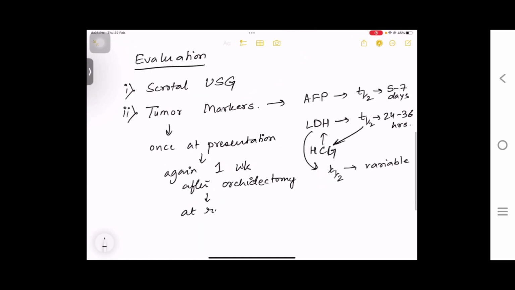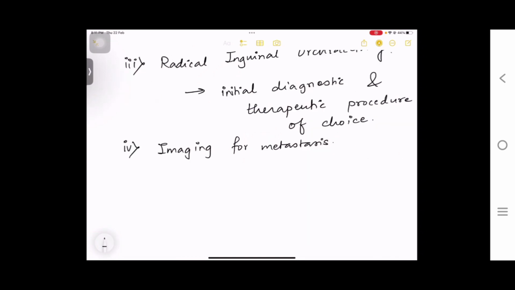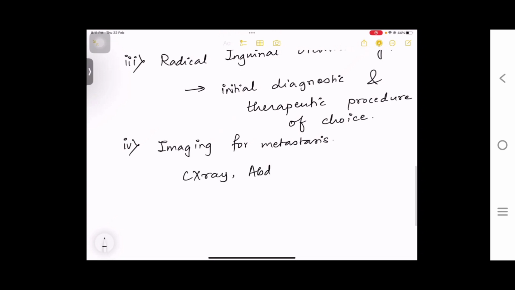Once you will test when the patient is presented to you and you suspect testicular tumor. Once you will test 1 week after orchidectomy. And then you will test at regular intervals for surveillance and follow-up. Now the question is, why do you test after 1 week of orchidectomy? To see whether the testicular tumor marker levels have gone down and whether the approach is correct or not.